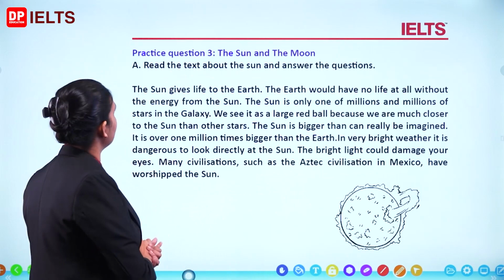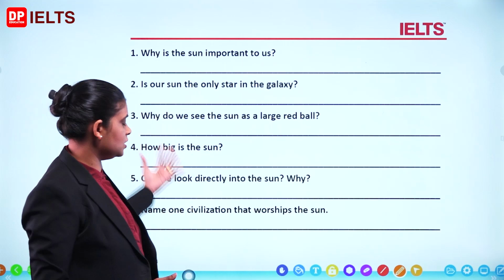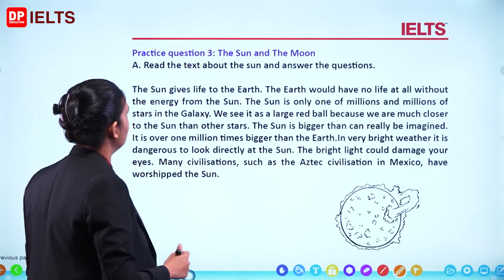Practice question 3. The sun and the moon. So we are supposed to read this and answer the questions. So let's read the questions and find the answers. Why is the sun important to us?